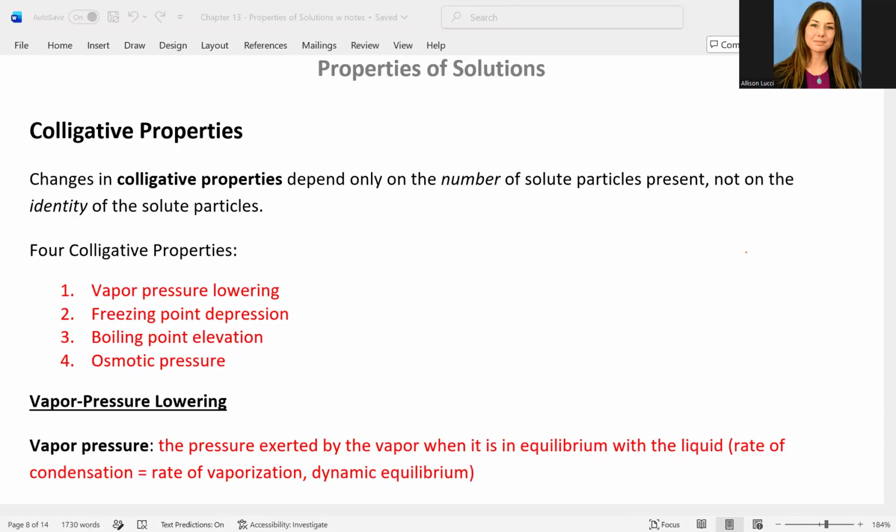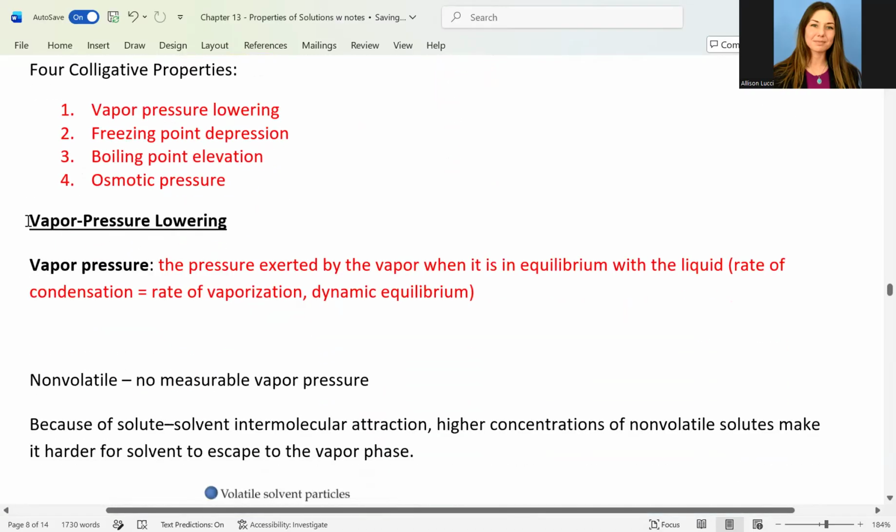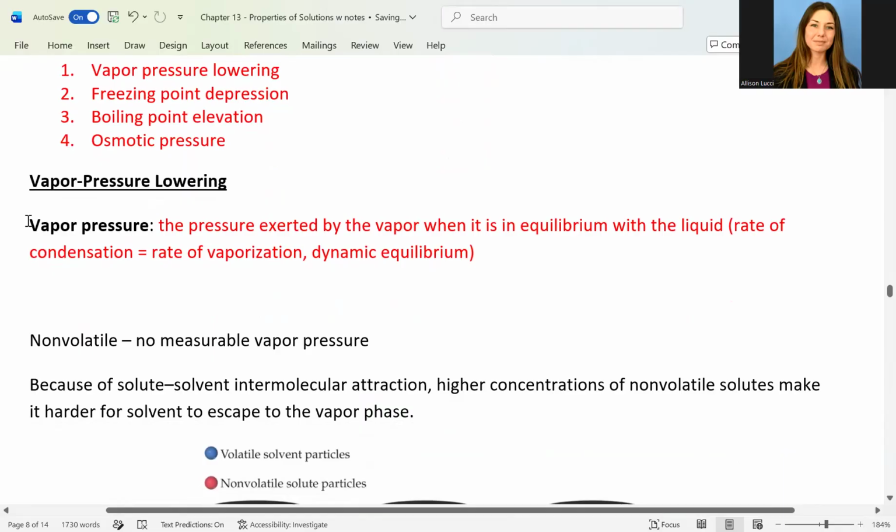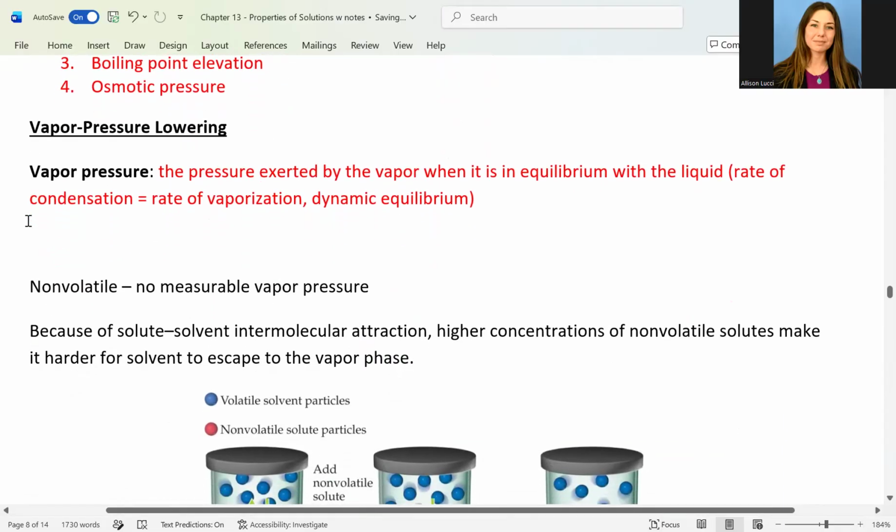So we should note that these colligative properties and others depend only on the number of solute particles present, not what type of solute we have. So just the number. So we'll look at how we figure that out and how that affects these colligative properties, specifically using molality for some of these calculations. So first, let's look at vapor pressure lowering.